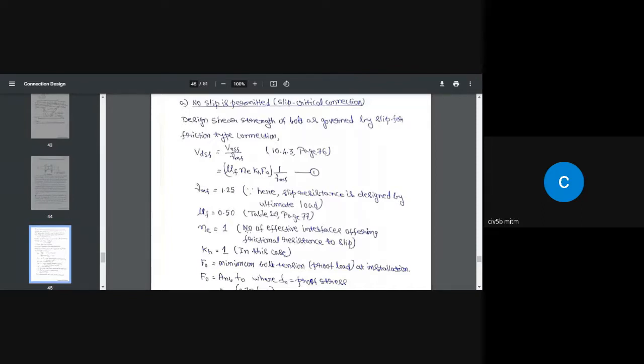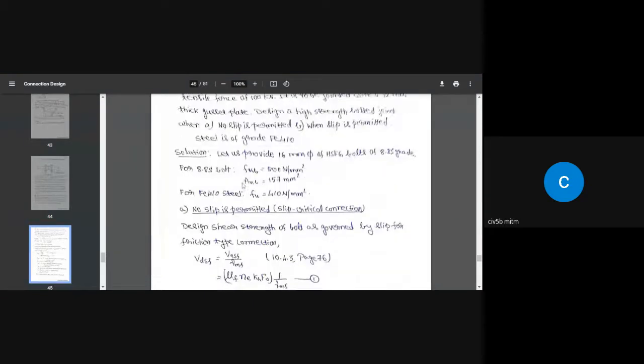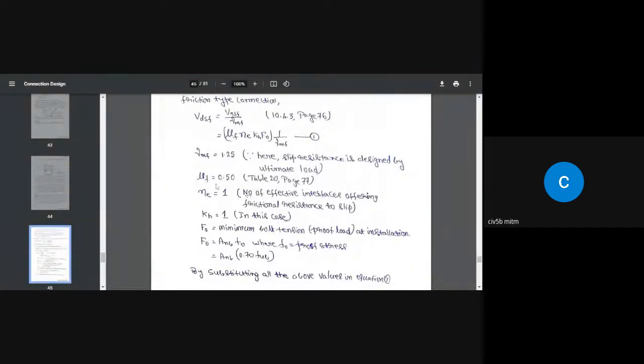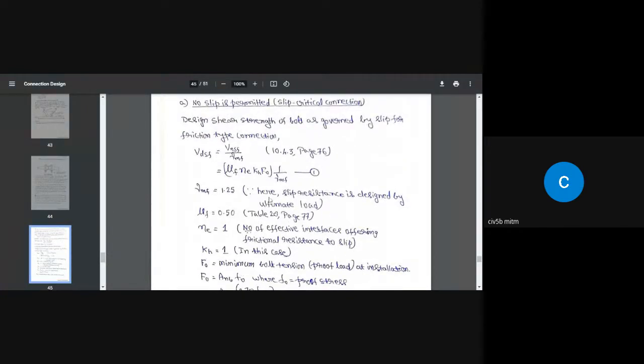We are designing at ultimate load. Ultimate load is nothing but the design load or the factored load. That's what 100 kilonewton is. So we should take gamma_mf equal to 1.25 as recommended in the code book. Okay. Then what is mu_f value? That is equal to 0.50. Here, mu_f is not given in the problem. We have to assume a certain value. So I have assumed mu_f equal to 0.50 as per table 20 on page 77 of the code book. If nothing is given, assume some sensible value.